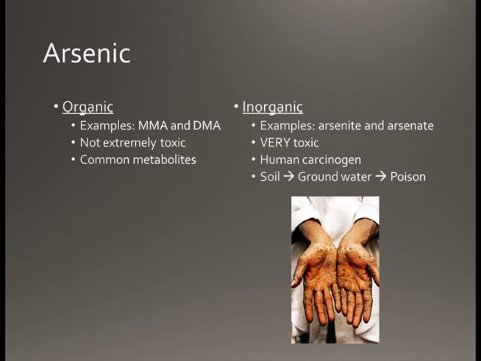But on the other side, we have the inorganic species, and examples of this would be arsenite and arsenate, and these are very toxic and can be human carcinogens. And so it's naturally found in soil, which then affects groundwater and can be poisonous to humans and cause skin conditions like on the hands shown in the presentation, and even cancer.